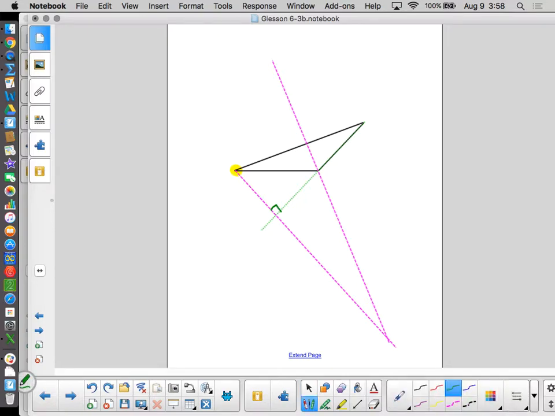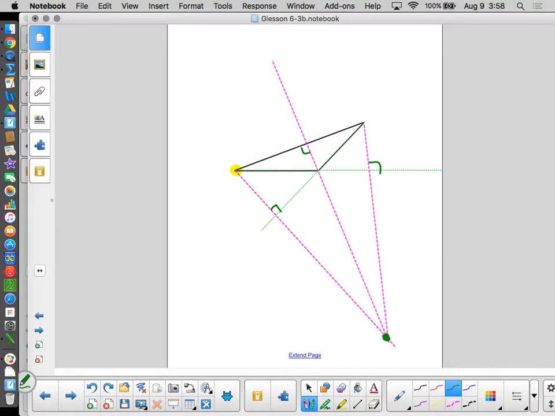So I've got a right angle here, I've got a right angle here, and if I did a third one, I'd have to do an extension of this side. And when I did that, there's a right angle there. And of course, I'm estimating. My right angles aren't perfect, but we'll indicate it. All right. So there's my orthocenter, way, way, way outside the triangle.